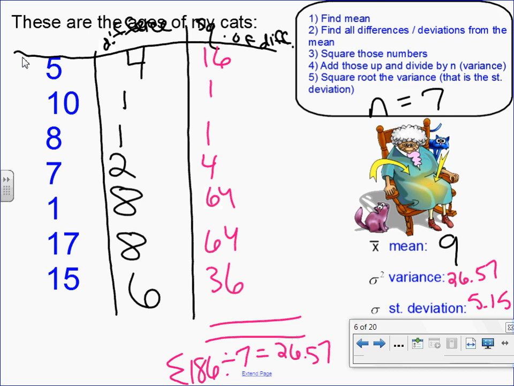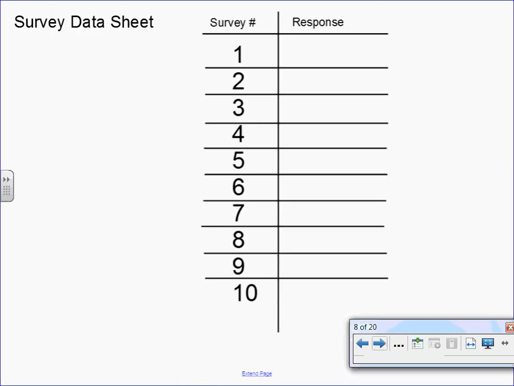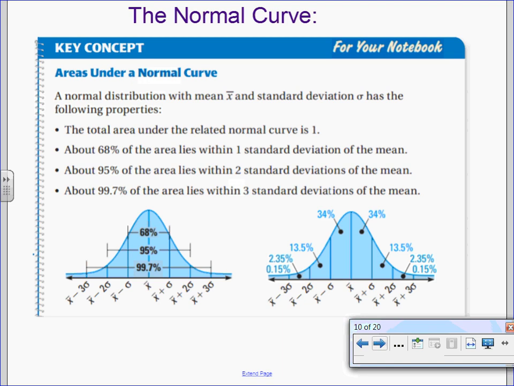Let's jump ahead to something called the normal curve. You will be receiving the normal curve on a little strip of paper. You can put it in your binder, tape it in, do whatever with it. But it's a very important chart that you would be given on all quizzes and tests. It helps find the probability that a given result would be a certain amount of distance from average, okay?